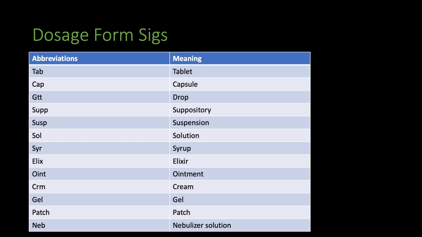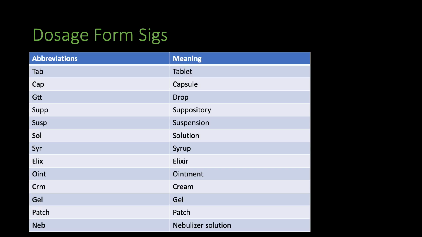So the next thing here I have are the dosage form SIGs. These aren't very complicated. These are just explaining the type of medications that patients might be taking. So like tablet would essentially be the first three letters here: TAB; capsule, CAP; GTT. Now, this is a very unique type of SIG you may or may not encounter in practice.